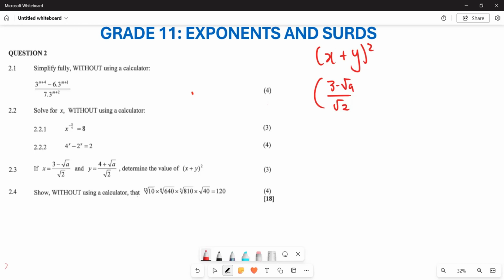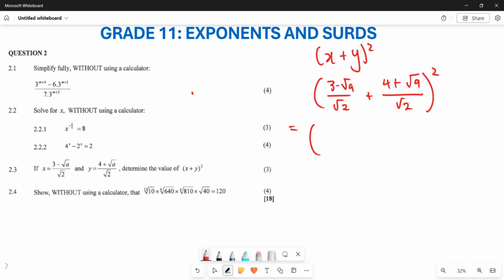This is going to be plus the other one, the same as your y, 4 plus root a divided by root 2. Then all of this is going to be squared. Now, if you are squaring all of these, what is going to be this one now? Now, I know most of you probably are going to have struggles on this one, but let's see. Now, remember this, whenever you are squaring this, this is one and the same thing, like this.